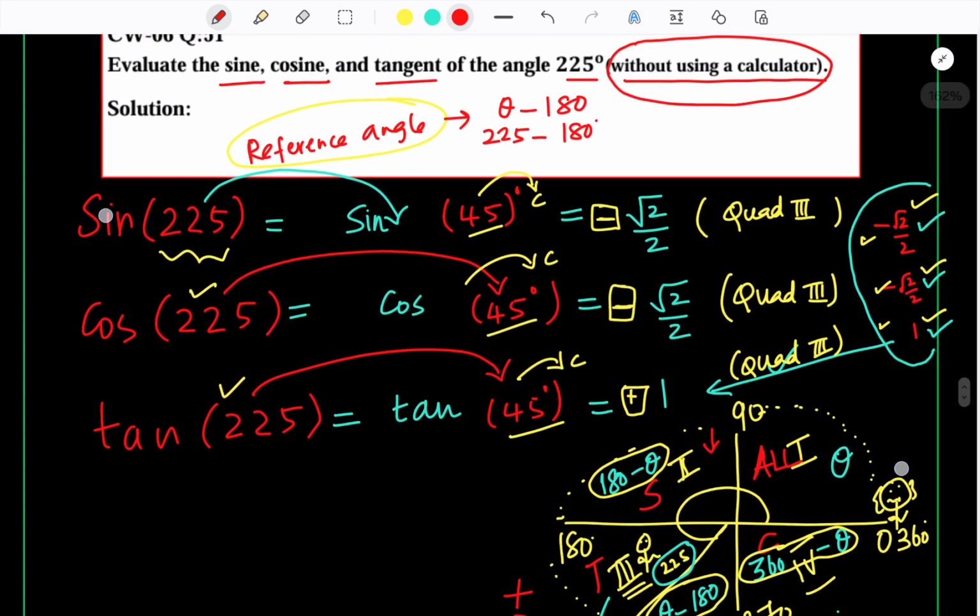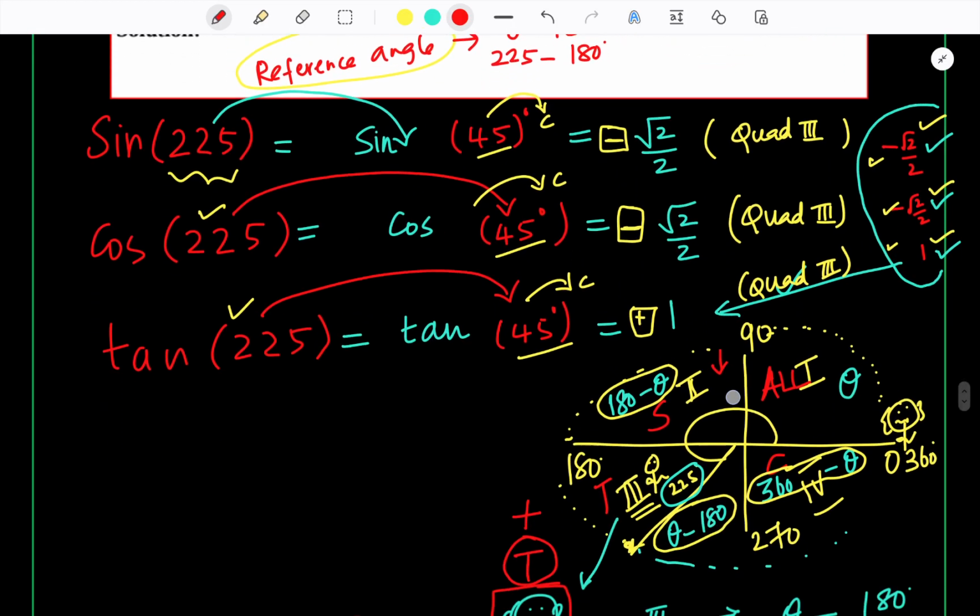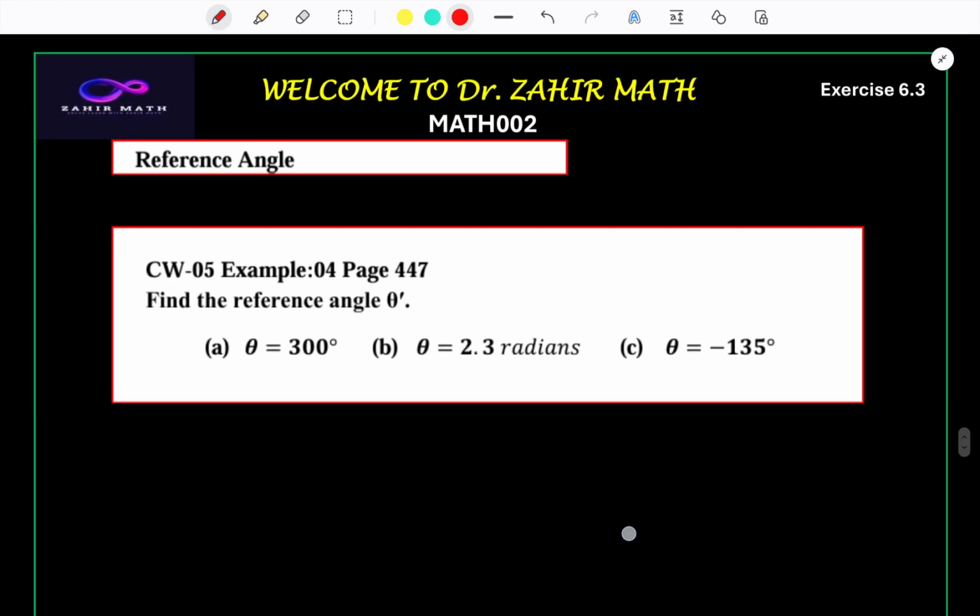Right? Is it clear, all of you? Very easy. Don't make your mind think so much. Nothing to think. Very simple, basic ideas you need to remember. That's it. Okay? Right. Let's go to the next question.